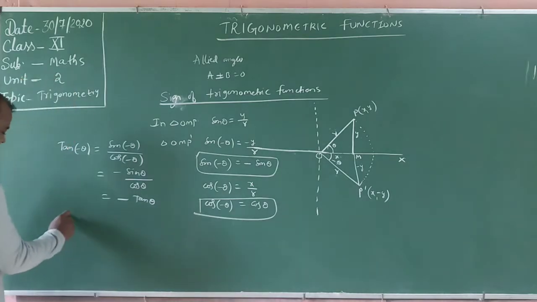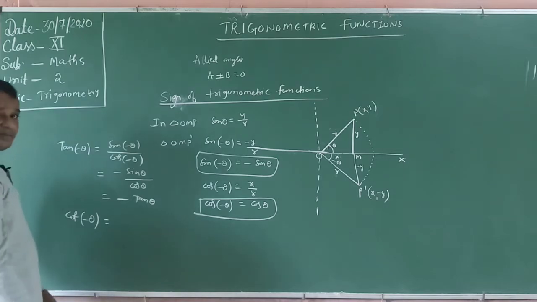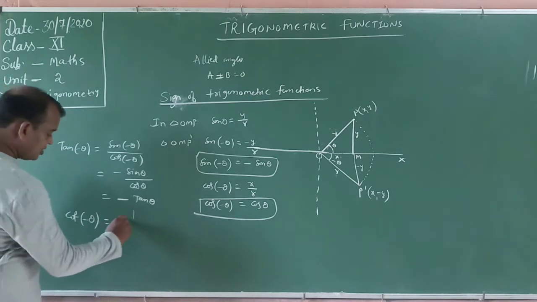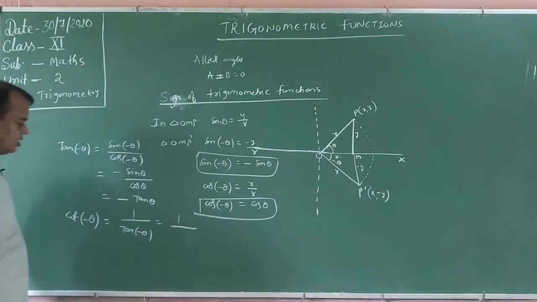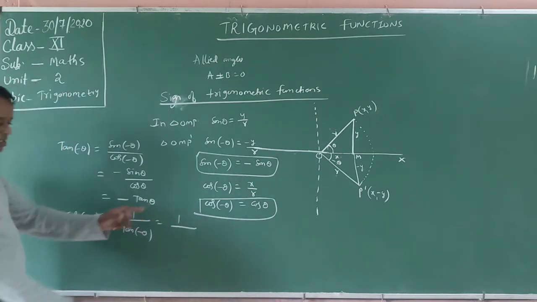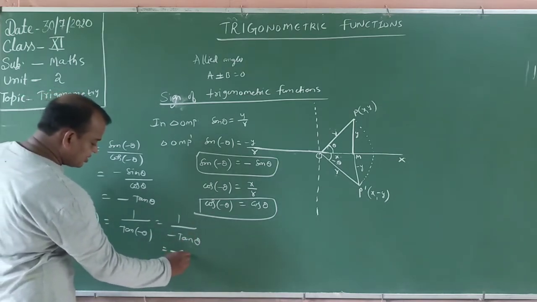Now cot theta, cot of minus theta. Cot of minus theta is equal to, cot theta means 1 by tan theta, so 1 by tan of minus theta. That equals 1 by tan of minus theta, whose value is minus tan theta. Minus tan theta. 1 by tan means cot, that equals minus cot theta.